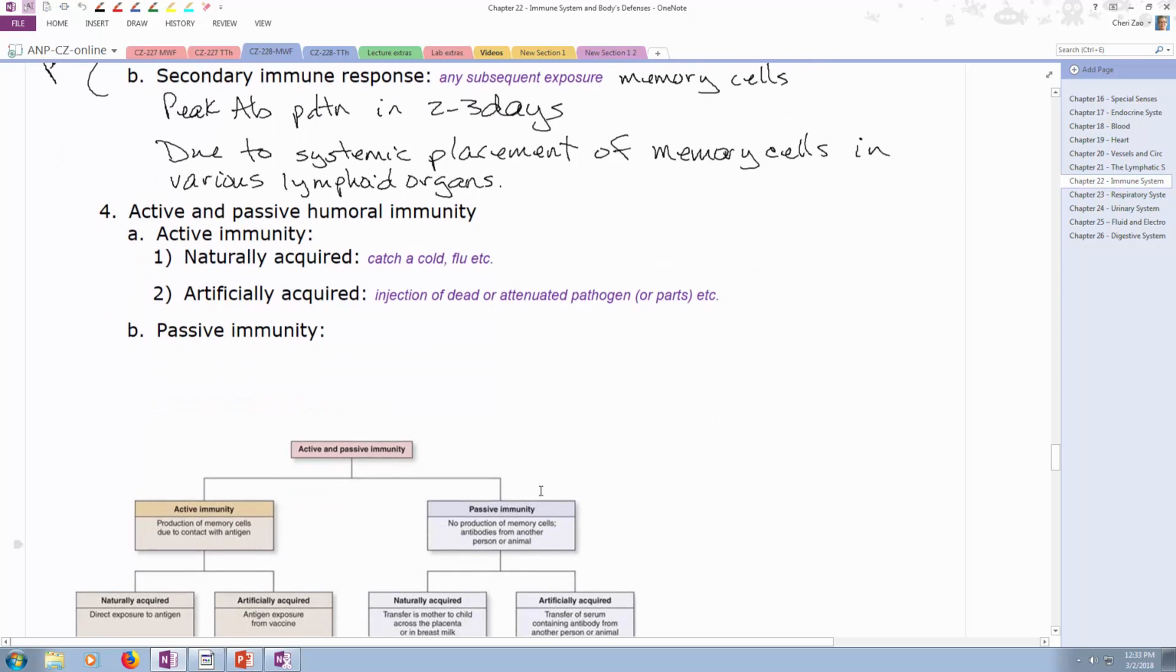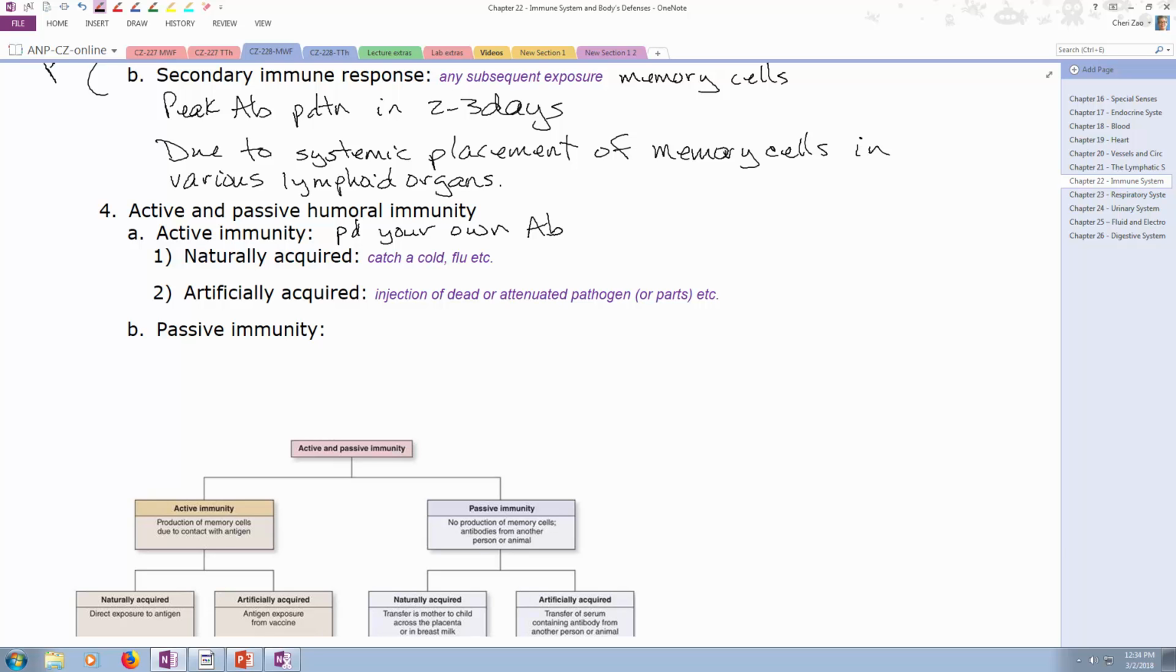Active and passive humoral immunity. Active immunity. This means that when you have active immunity, you will produce your own antibodies. Naturally acquired, well, that means you catch the cold, you get the flu, you get a rhinovirus, whatever, and your mom takes you to some kid that's got chickenpox in the neighborhood, makes you play with them for a while. That's what we used to do before the chickenpox vaccine came out.